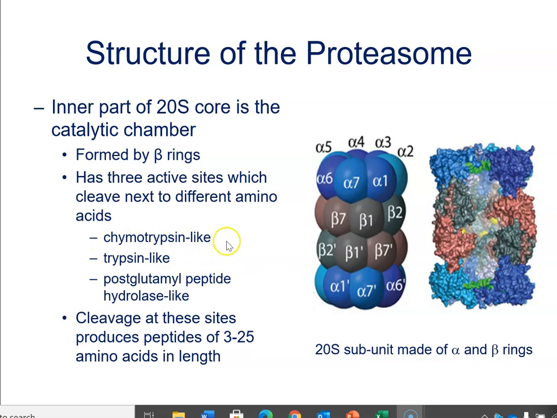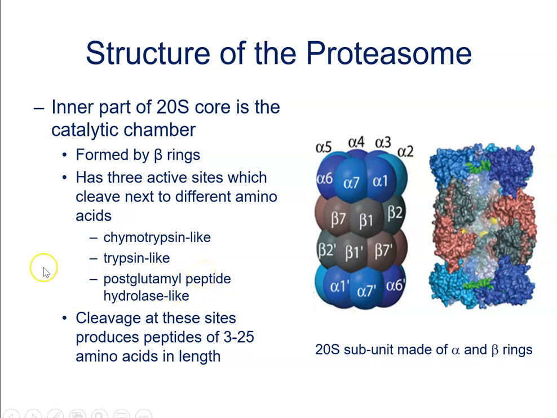So these are the chymotrypsin-like, trypsin-like, and post-glutamyl peptide hydrolase-like. So chymotrypsin, trypsin, they cleave proteins at very specific amino acid motifs, and post-glutamyl, as the name suggests, cleaves after a glutamic residue.